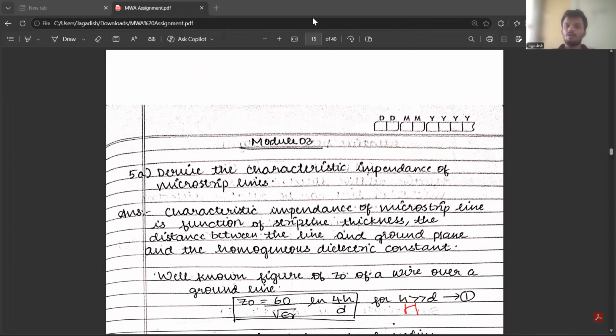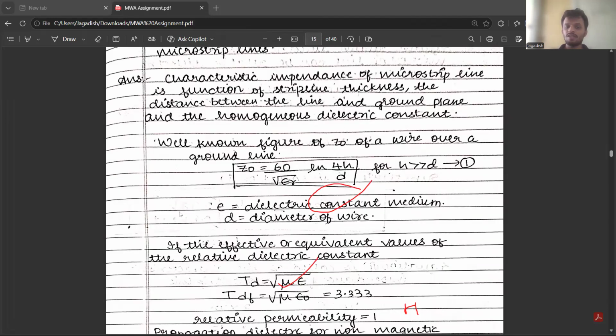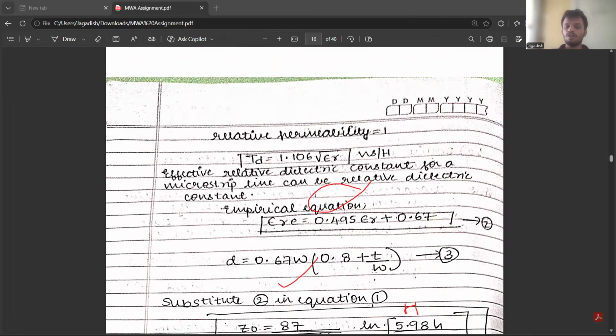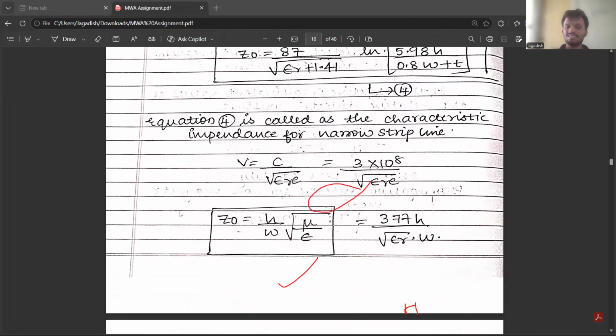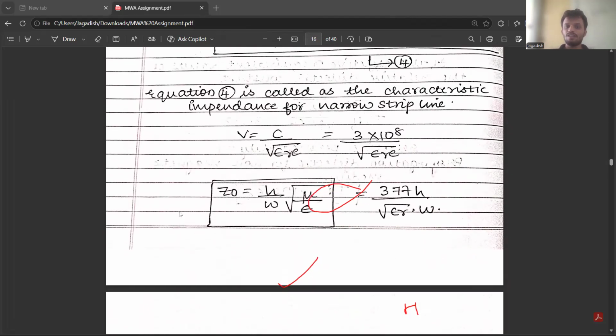Mainly practice on the formulas. So what is the characteristic impedance? How will Z naught look? There are formulas given in your textbook and notes. So refer to my notes. You need to write till, yeah, that is 337h divided by root epsilon r into W.